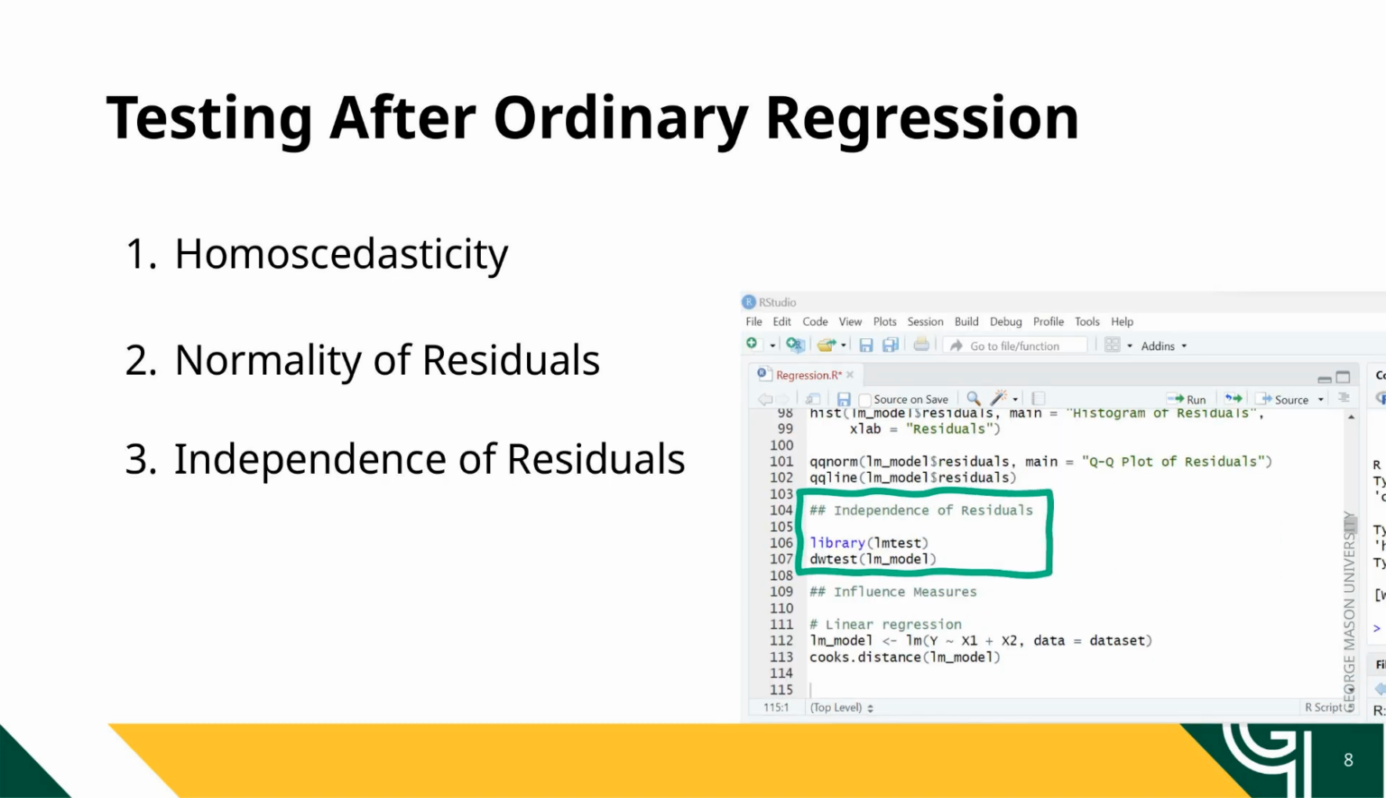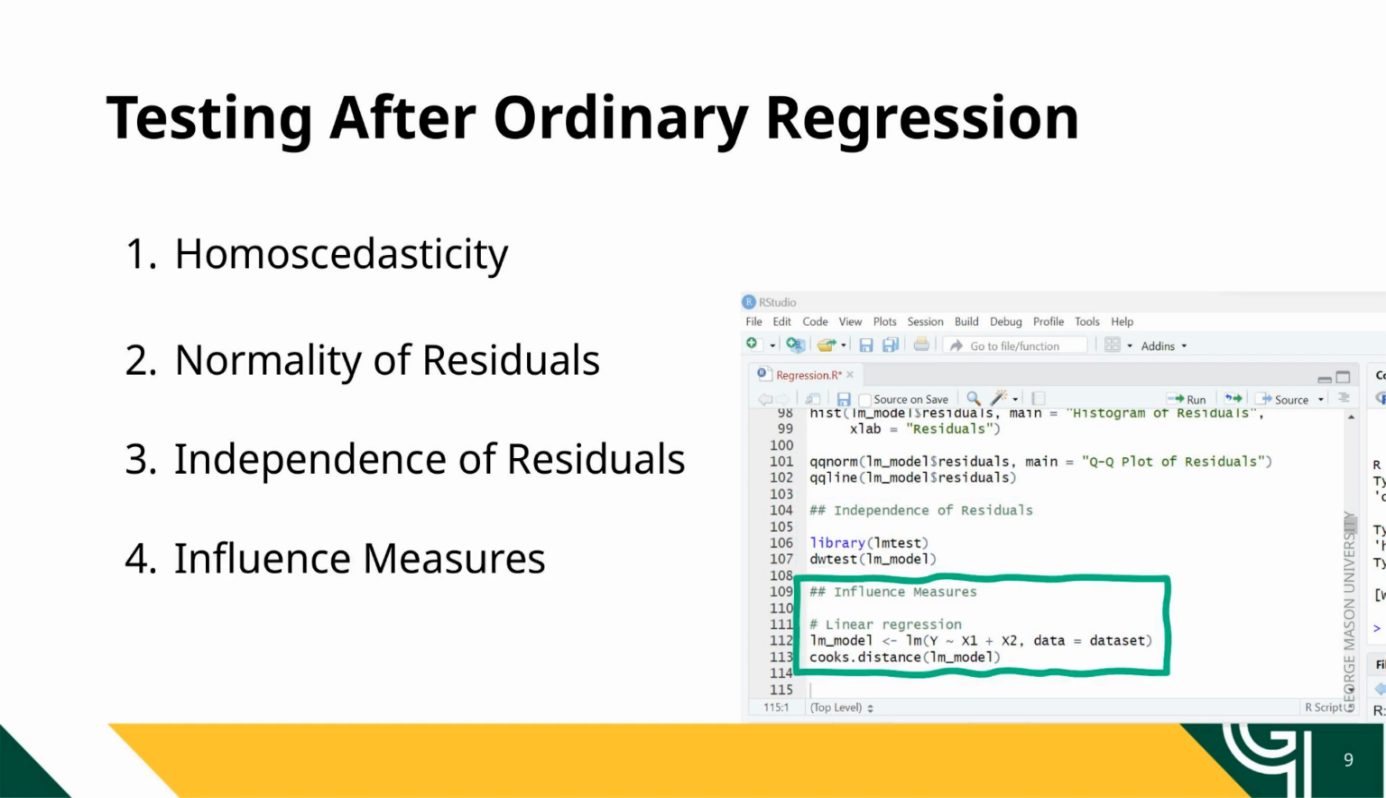To check for autocorrelation in residuals, use the Durbin-Watson test. Values around 2 indicate no autocorrelation, while deviations suggest potential issues with residual independence. Cook's distance is a common regression diagnostic that measures the influence of a data point. Higher values suggest potentially influential points.